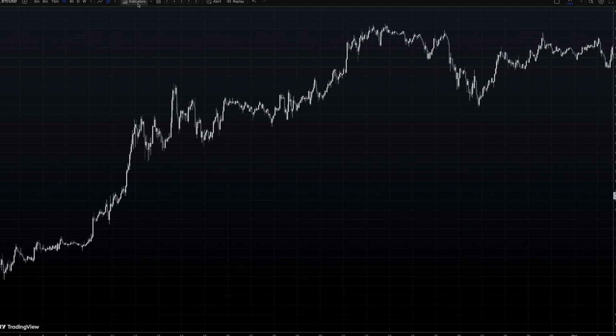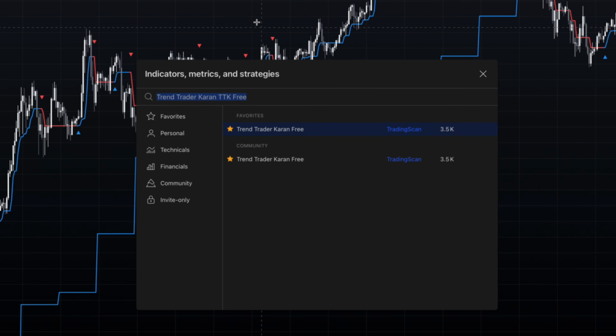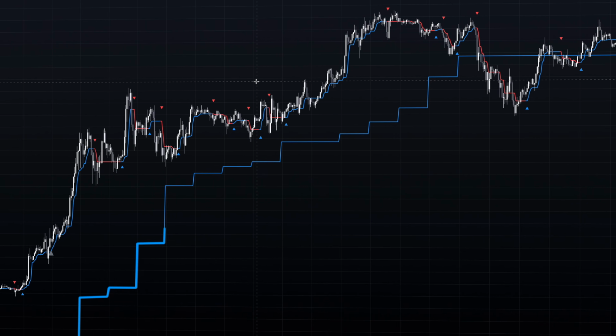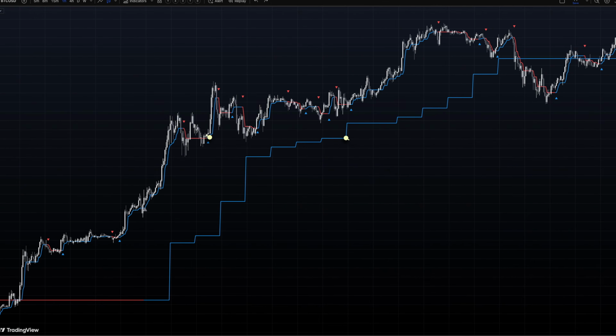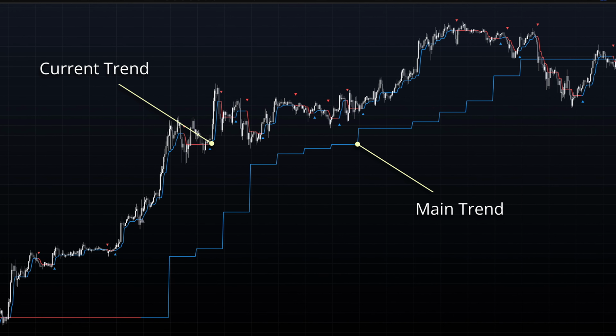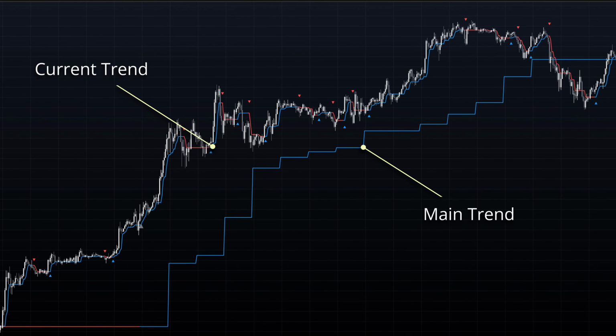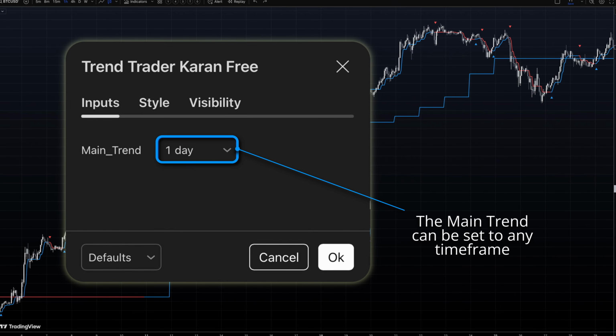The Trend Trader Quran indicator, by TradingScan or TTK for short, is a modified version of the half-trend indicator that identifies trend direction and potential reversal points on price charts. It distinguishes itself by allowing traders to analyze two different trend periods simultaneously, main trend and current trend, with the ability to adjust the main trend to different time frames for multi-time frame analysis.